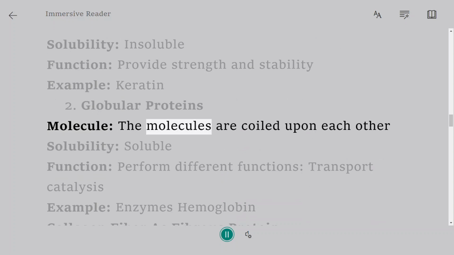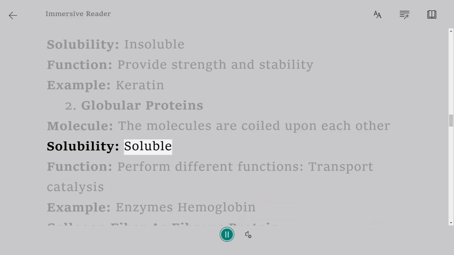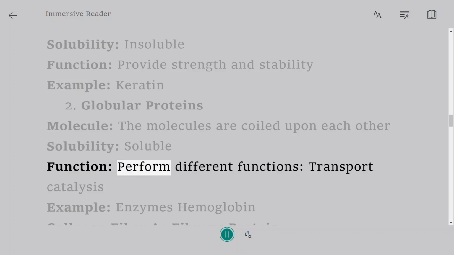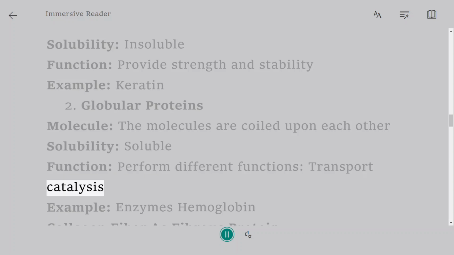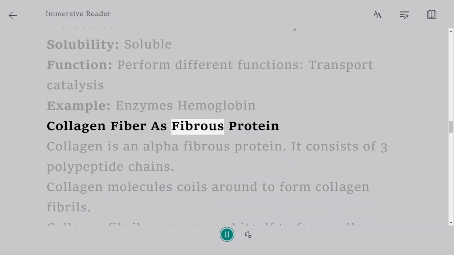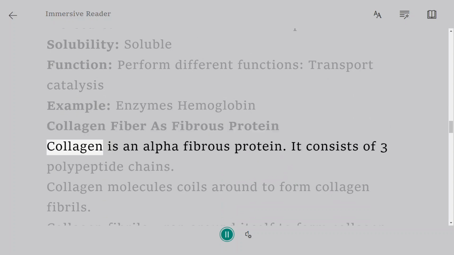2. Globular proteins. Molecule: the molecules are coiled upon each other. Solubility: soluble. Function: perform different functions such as transport and catalysis. Example: enzymes, hemoglobin. Collagen fiber as a fibrous protein. Collagen is an alpha fibrous protein.